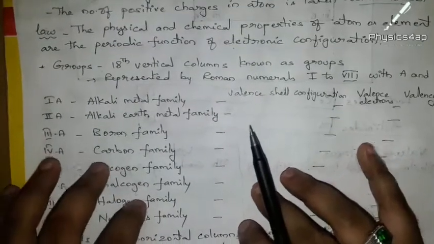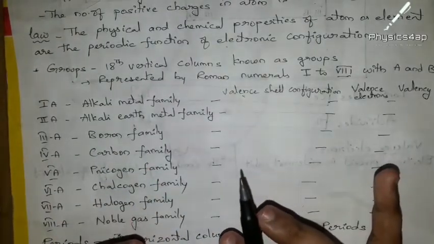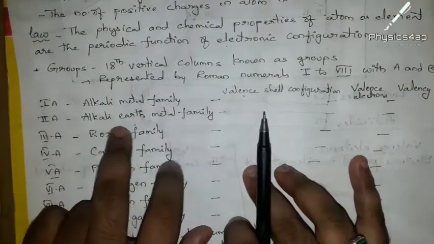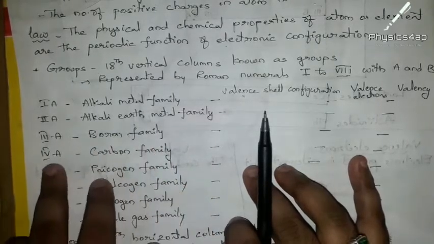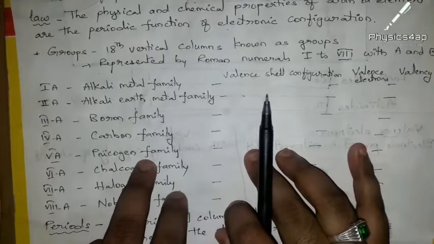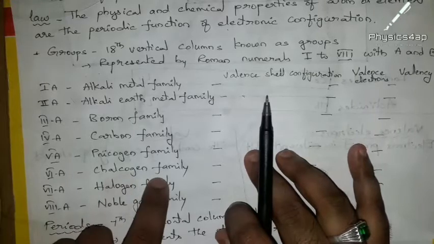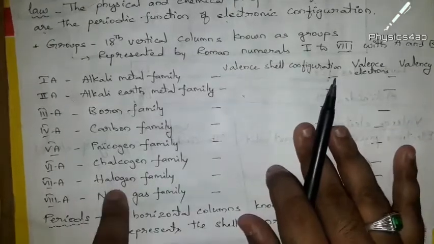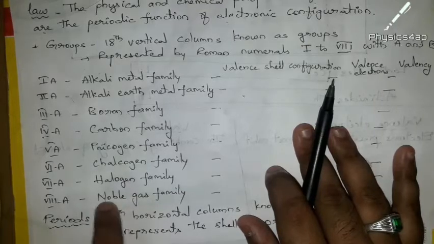These are the groups, and each group has a particular family name. 1A is called the alkali metal family, 2A is called the alkaline earth metal family, and 3A is called the boron family. The 4A, which starts with carbon, is called the carbon family, and 5A is called the nitrogen family. 6A is called the chalcogen family, or we can call it the oxygen family also. 7A is called the halogen family, and 8A is called the noble gas family, or the inert gases.